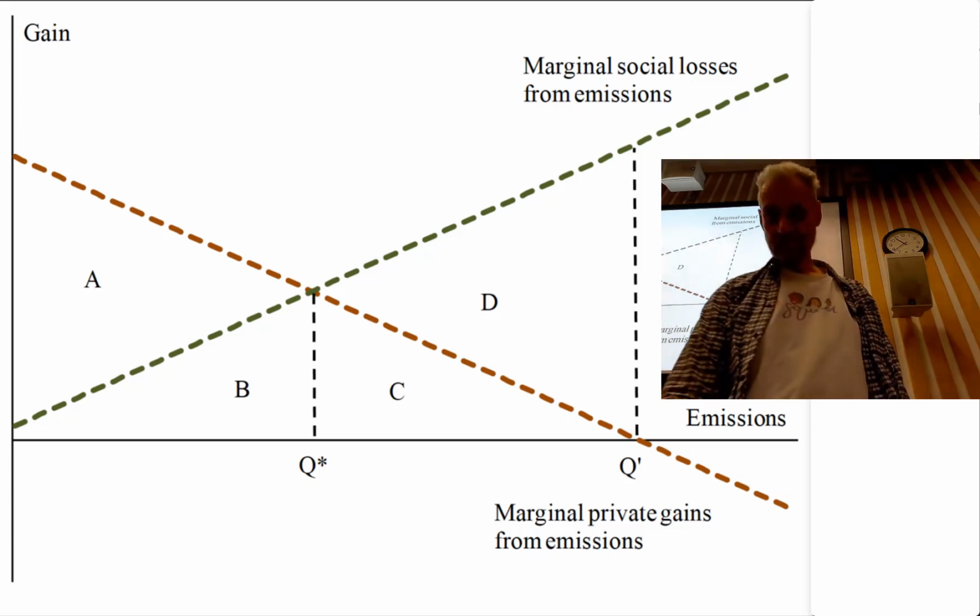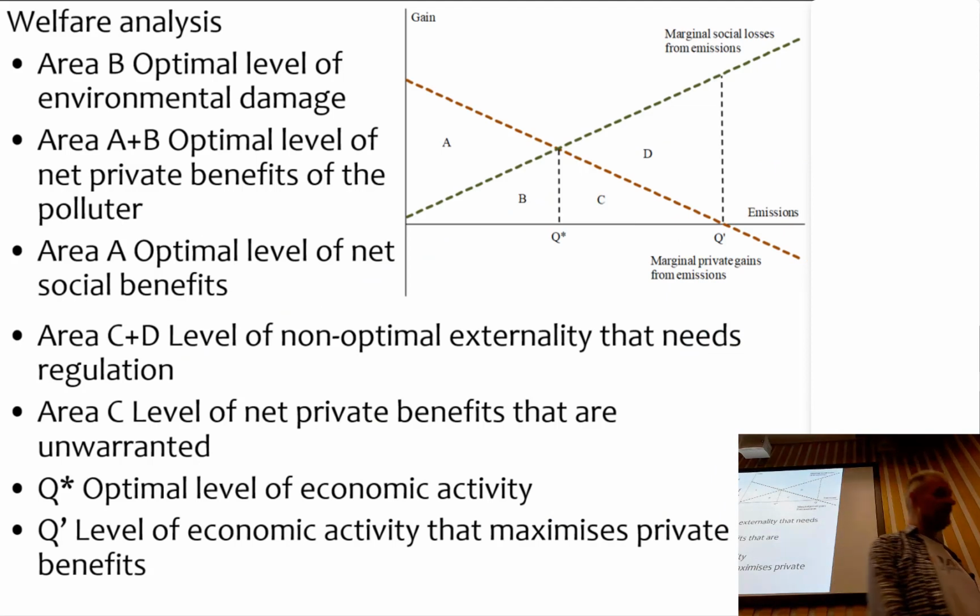So, what do these areas tell us? The area B, the integral under the marginal environmental damage curve, is the optimal level of environmental damage.